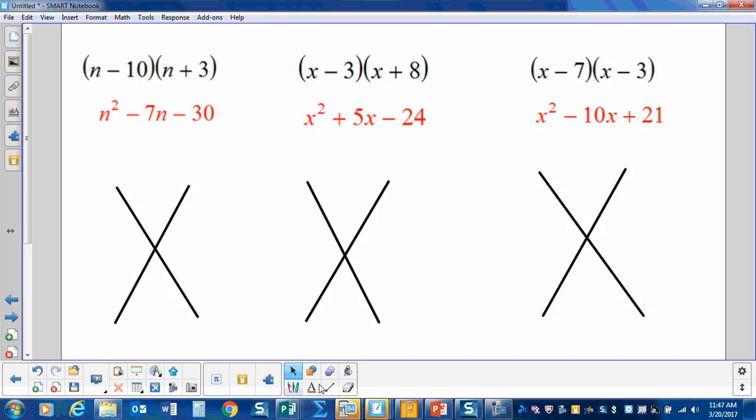So we'll be solving this with the x method shortly, but in the meantime, let's look at this. We're going to say when we multiply these two numbers, we get a negative 30. And when we add these two numbers, we get a negative 7.